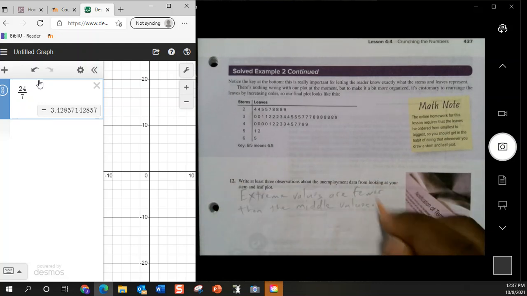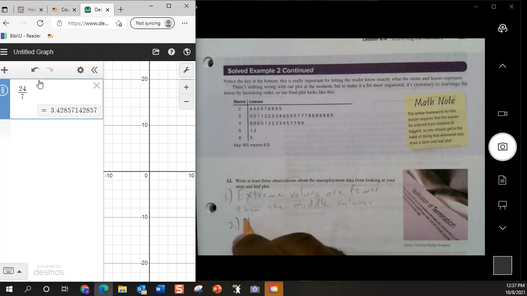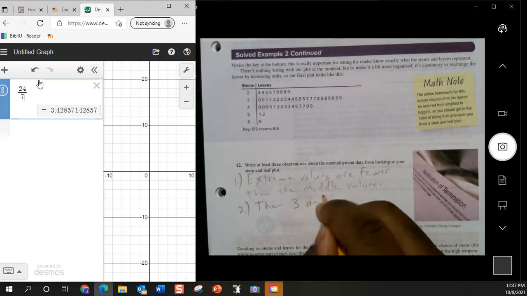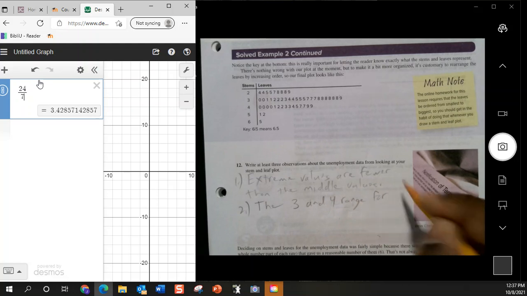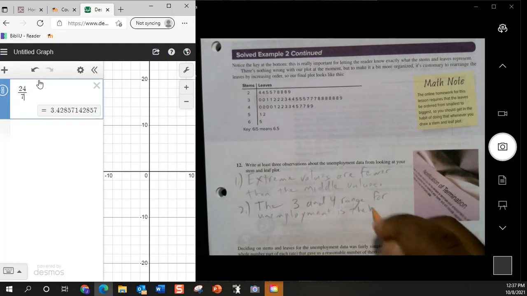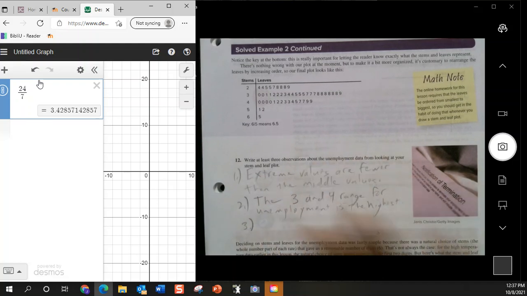Extreme values are fewer than the middle values. So that'll be 1. Number 2, the 3 and 4 range for unemployment is the highest. Okay, number 3, and remember we're talking about frequencies here. When I say extreme values are fewer than the middle values, I'm talking about the frequency. The 3 and 4 range for unemployment is the highest.